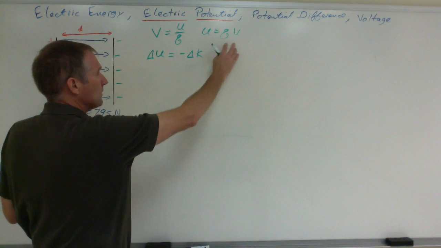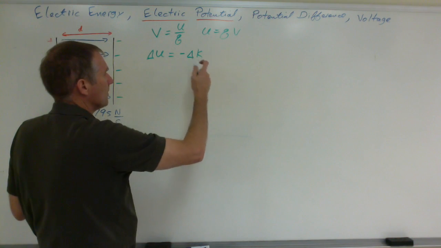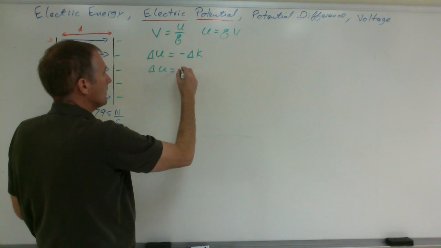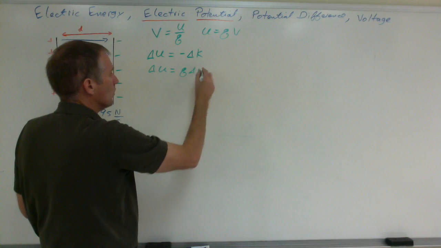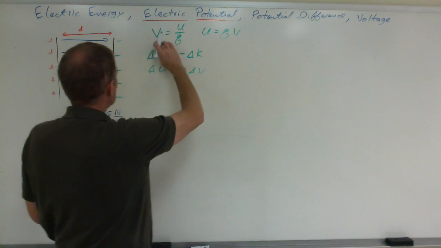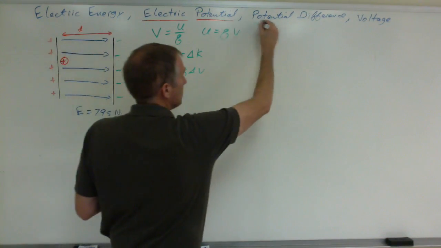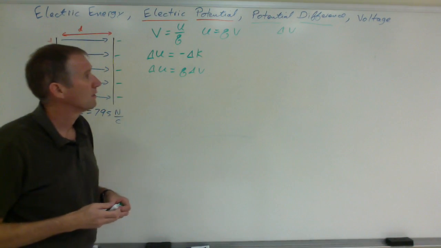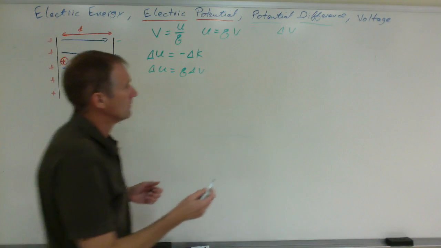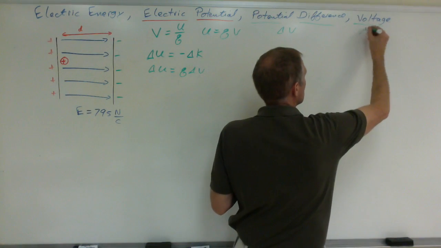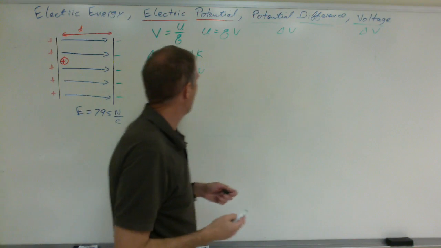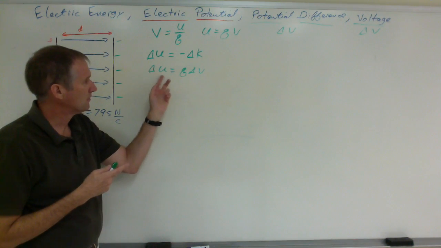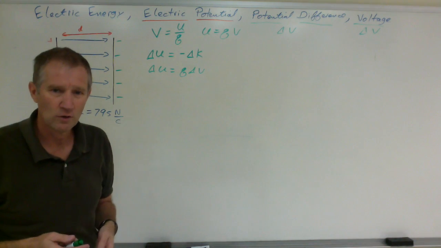And so frequently you'll see a couple things here where delta U equals q delta V. What is delta V? That's the difference between two electric potentials. That's potential difference, delta V. That's also the idea of voltage, delta V. When you think of voltage, think of potential energy. They're very closely related.